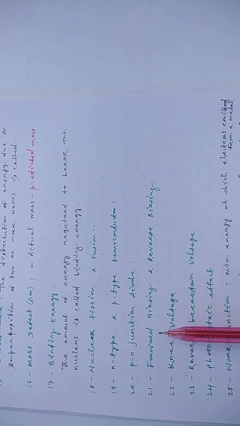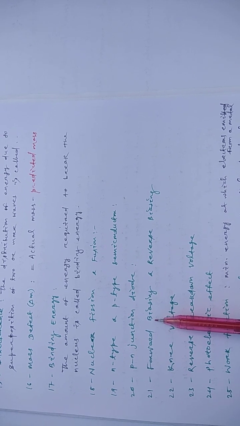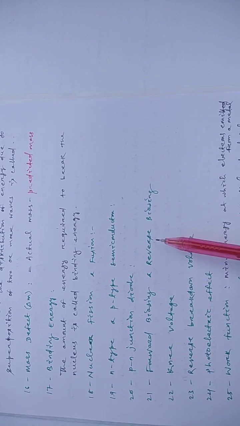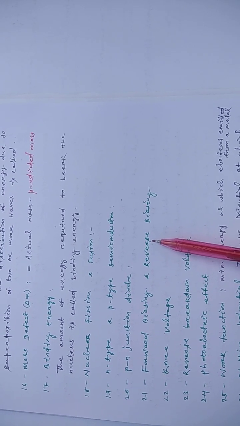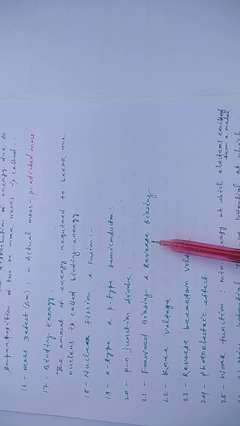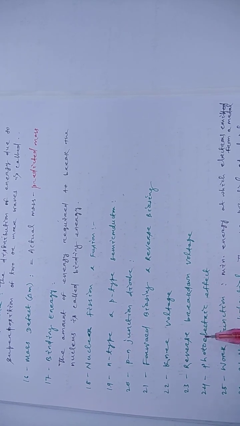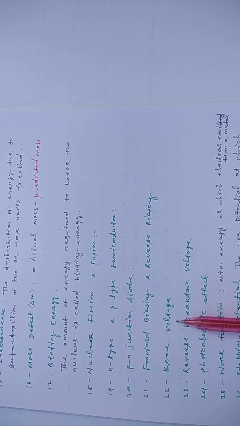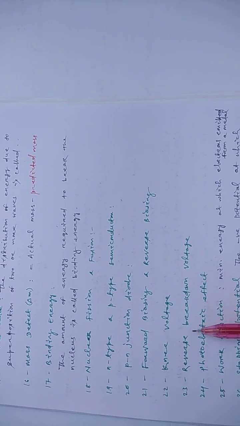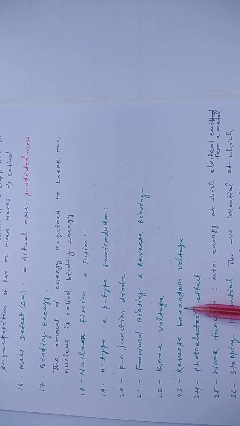Then forward biasing, reverse biasing. When the positive terminal of battery is connected to the P-type and negative terminal to the N-type, that is forward biasing. And its reverse is called reverse biasing. That means negative terminal of the battery connected to P-type, positive terminal to N-type. What is knee voltage? It is the voltage in forward biasing when the PN junction diode starts to give current. Okay. Then is the reverse breakdown voltage. In reverse biasing, the voltage at which there is a large amount of current generated.